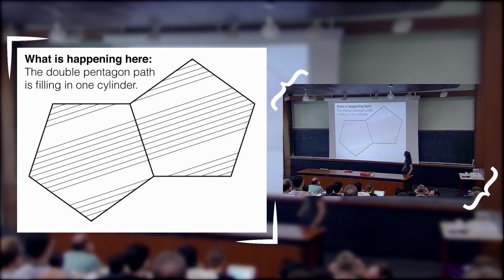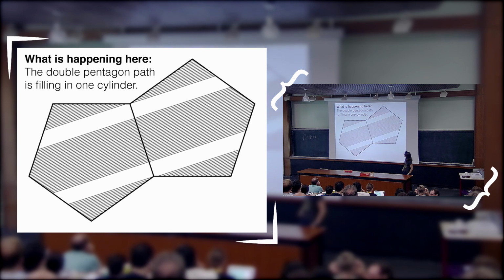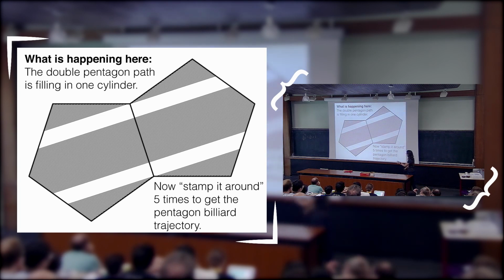So this isn't the horizontal cylinder. It's the cylinder in the other direction. But we're filling it in more and more and more and more. And now, once we've filled it into whatever we want, we stamp it around.